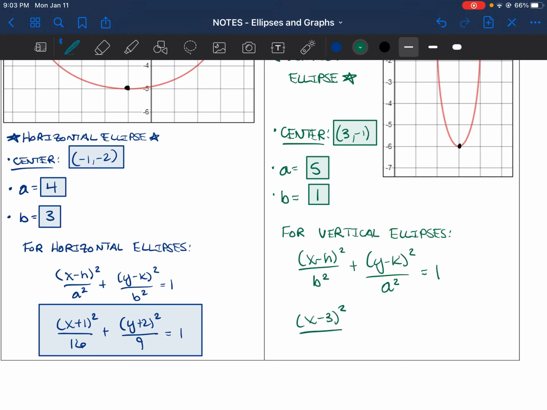So this is just x minus 3 squared plus, well, y minus k squared, that's going to be y plus 1 squared, divided by a squared. A squared is going to be 25, equals 1. Okay, and again, let's double check this in Desmos. Always a good idea to double check our work.